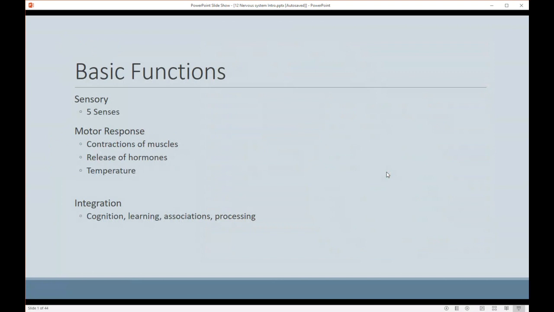So we have some basic functions of our nervous system. We have sensory, those 5 senses that we talked about. Our motor response: are we going to contract our muscles, are we going to release hormones, how are we going to change our temperature? And then integration. Integration is where we have the cognition: the thinking, learning, forming associations, and processing.